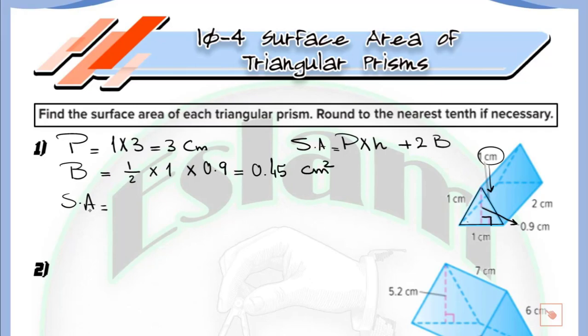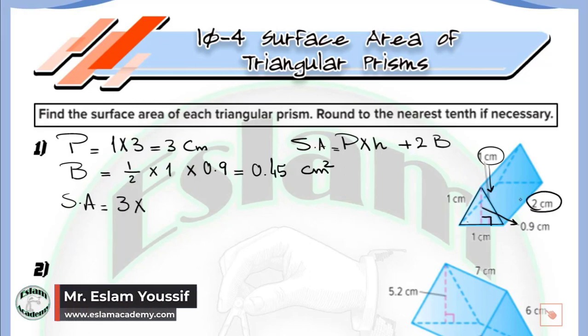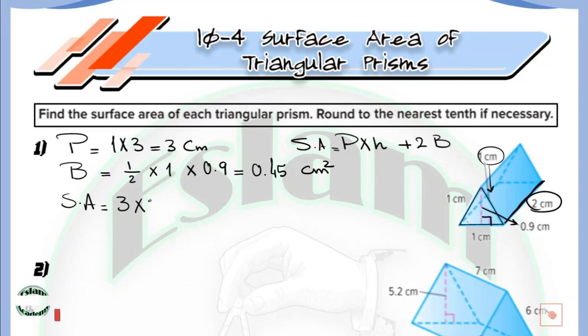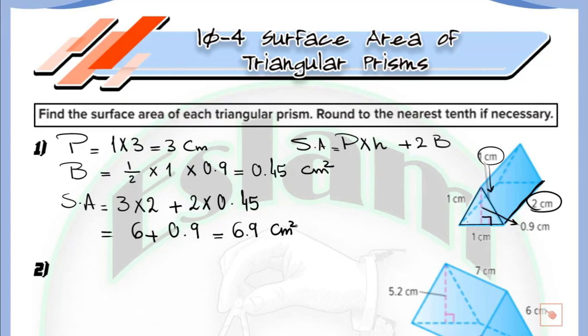Now we need to find the surface area. As we said before, the surface area is equal to the perimeter of the base multiplied by the height plus 2 times the area of the base. The perimeter of the base is equal to 3 times the height. As we said before, the length of the line segment joining between the two opposite bases is 2, plus 2 multiplied by the area of the base, which is 0.45. Now 2 times 3 equals 6, plus 2 times 0.45 equals 0.9. So the answer will be equal to 6.9 centimeter squared.